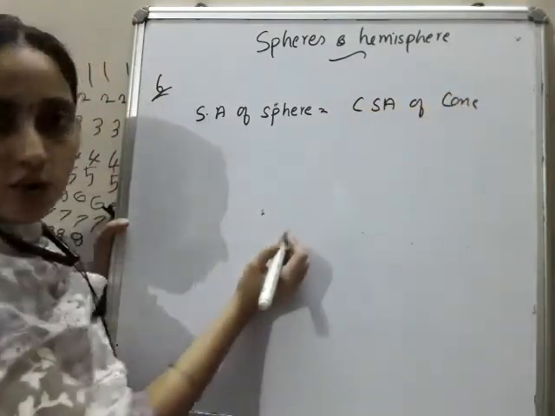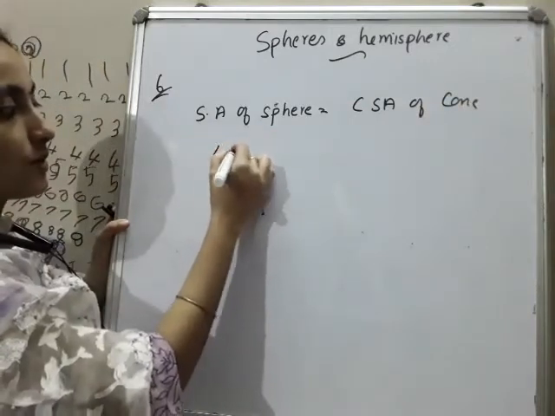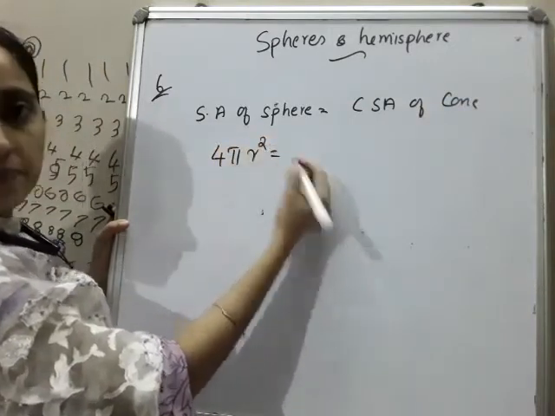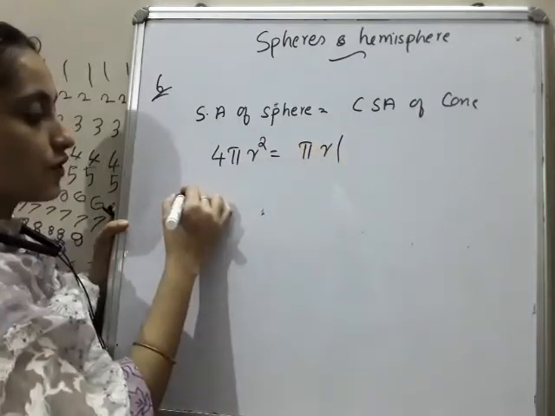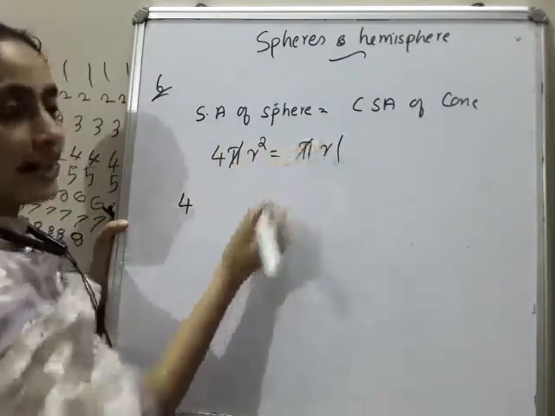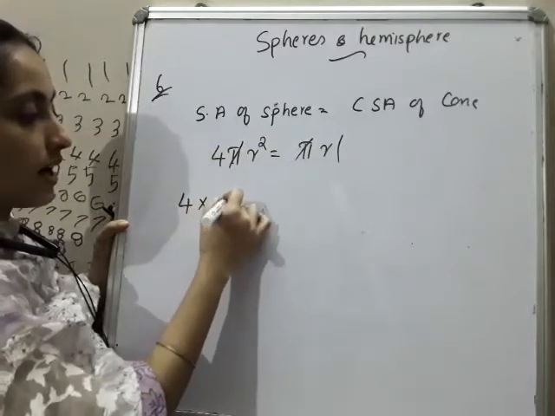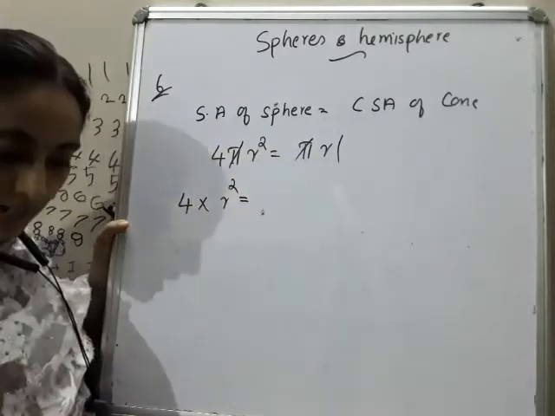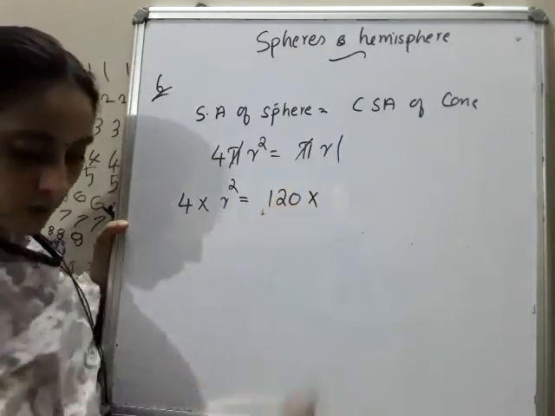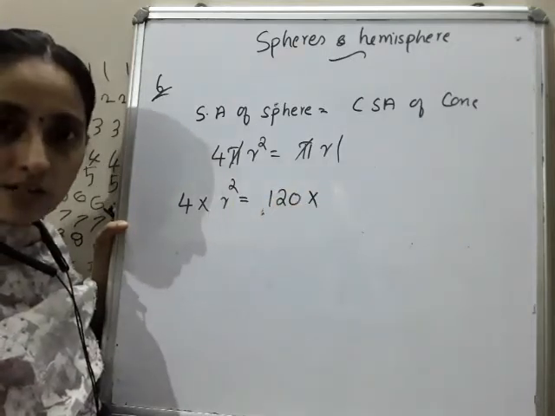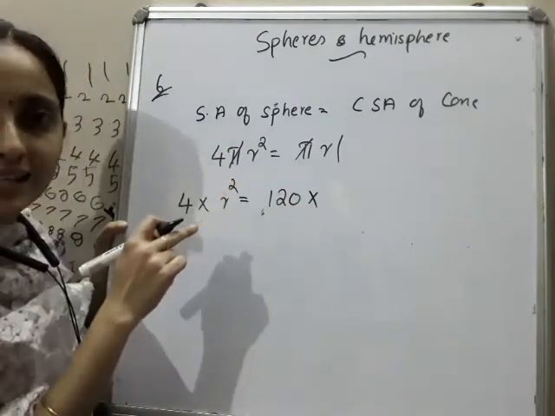So you have to write the formula first. Surface area of the sphere is what? 4 pi r square. Okay, CSA of the cone is what? Pi rl. Is it? So 4 pi and pi you can directly cancel. So 4 into r square will be equal to, what is the radius of the cone? That is already given as 120 into, and then height is only given as 160. Is it? So you have to find L.